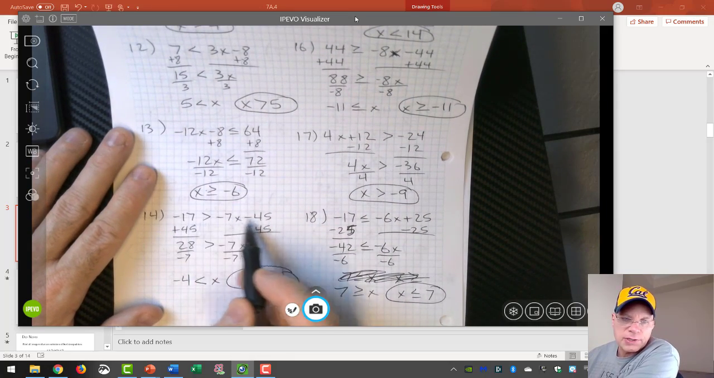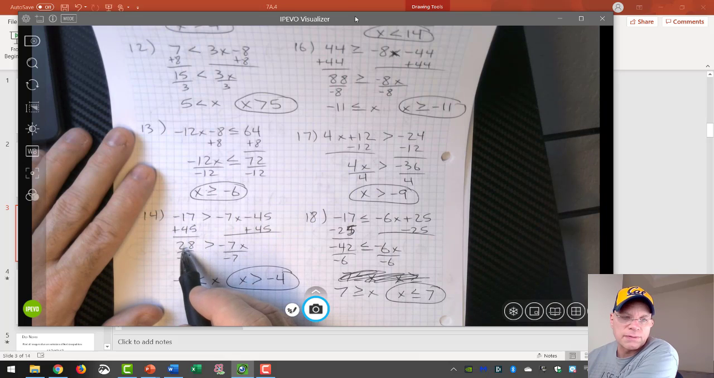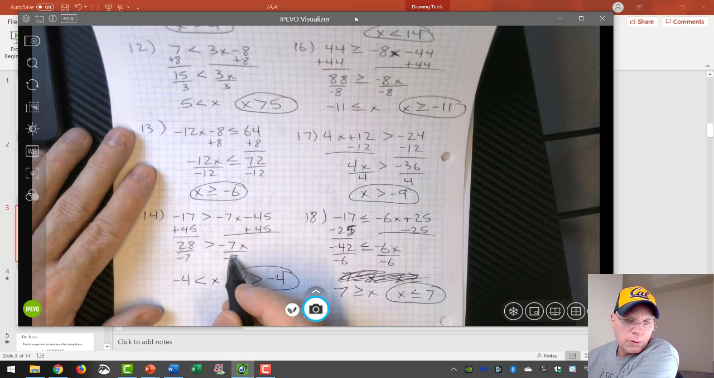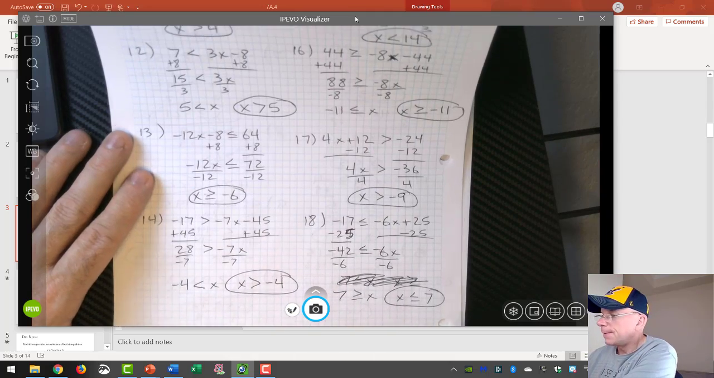17. The variable expression is on the right side. No problem. Remove the constant term from the variable expression. Add 45 to both sides. You get negative 7x on the right side. On the left side, negative 17 plus 45 is positive 28. When you divide both sides by negative 7, you get x on the right side. That's why we did it. On the left side, you get negative 4. We just divided by a negative, so I reverse the inequality from greater than to less than. And when you read from right to left, now it says x is greater than negative 4. That's the final answer for 14.